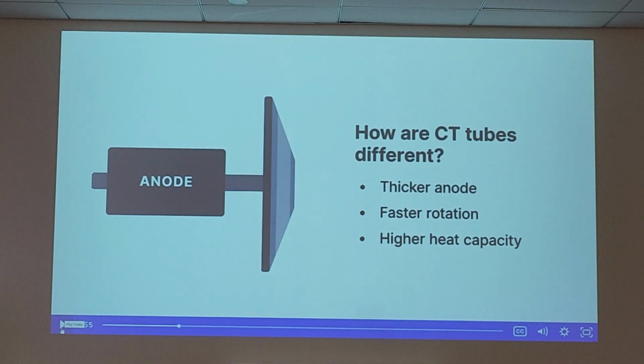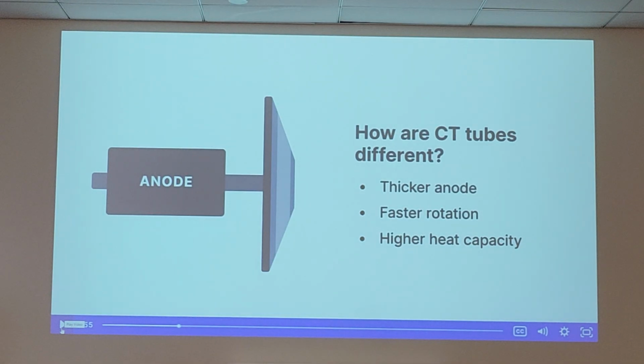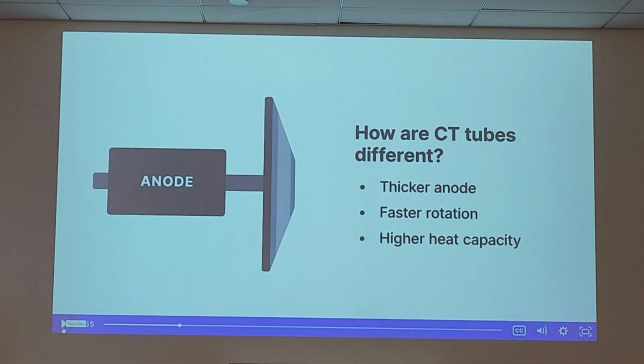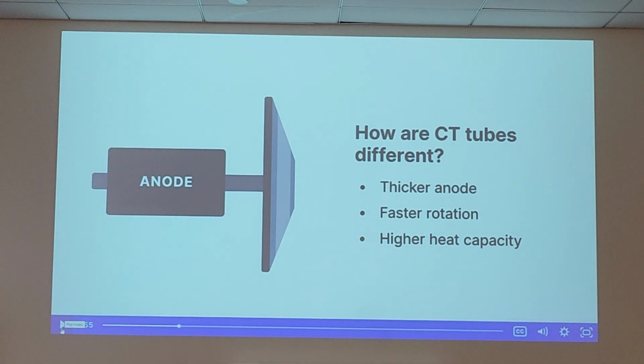Faster rotation. Why is that important? The faster the anode rotates, the more it dissipates heat around the tube, right? So it's faster rotation over the X-ray tube. And then last but not least, we have some elements in there on the tungsten. There's an alloy mix that has a higher heat capacity so that we don't burn out our tungsten coil, or our focal track.